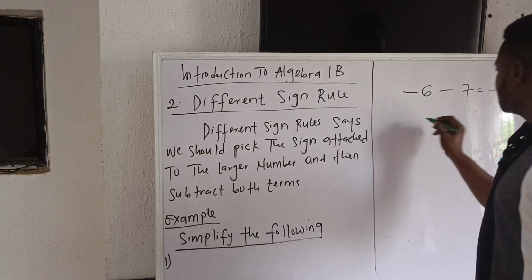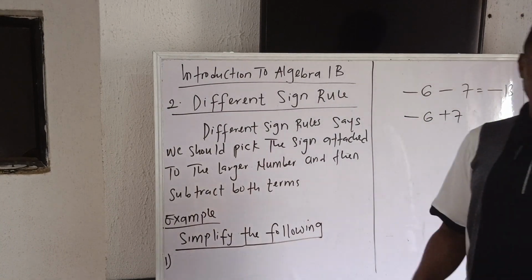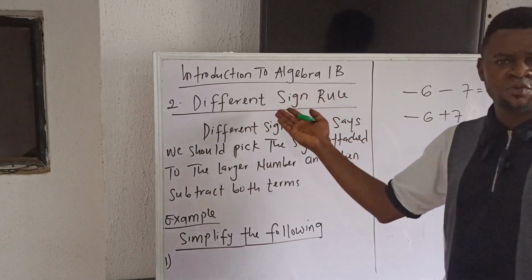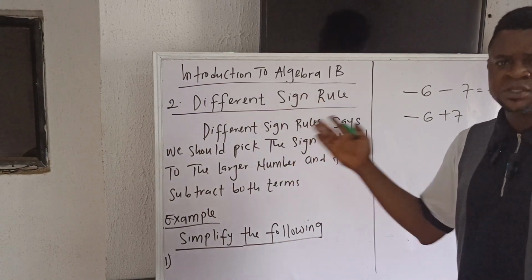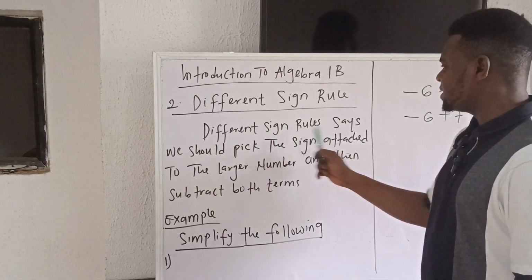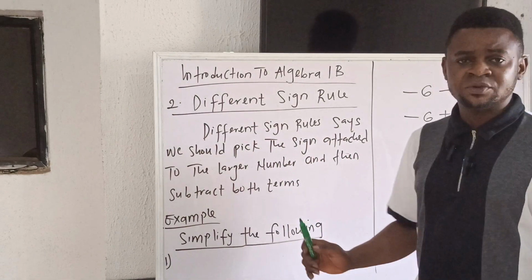But today, what if we have -6 plus 7? What do you think the answer should be? How do we solve questions like this? This is what the different sign rule will help us to find out. And what does the different sign rule say? Different sign rule says we should pick the sign attached to the larger number and then subtract both terms.